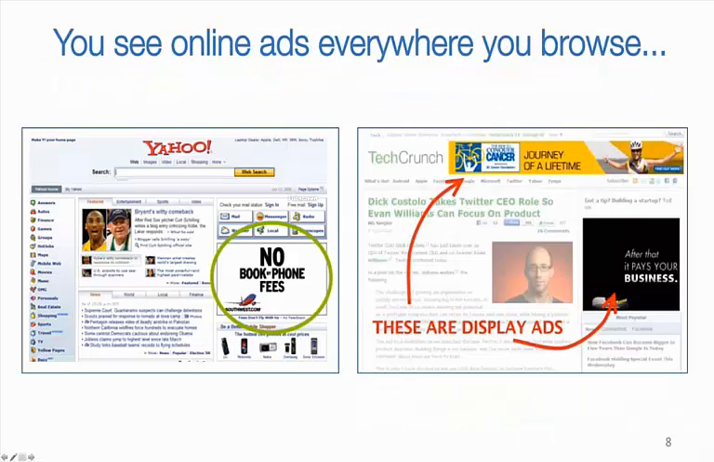Now, you see online ads everywhere you browse, right? Just to make sure we all know what we're talking about. You can't visit a site on the internet today without seeing ads. And you can see here, circled in green over here on Yahoo, on TechCrunch here. You can see advertisements up here, advertisements over here, and really, there's advertisements throughout these sites, pretty much everywhere you look. There are a number of different advertising vehicles, all different shapes, sizes, and costs that a business can now take advantage of.